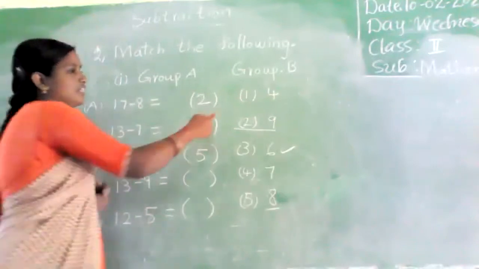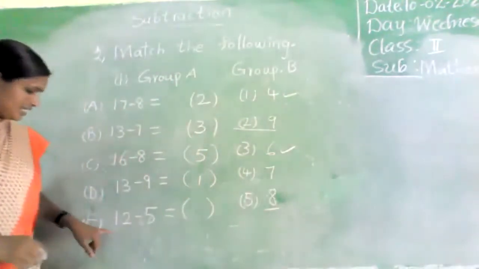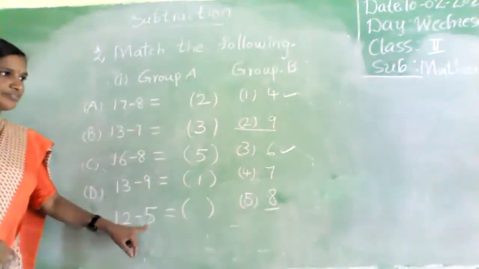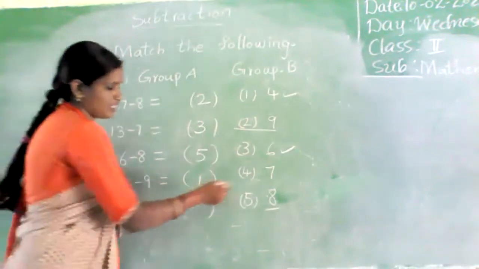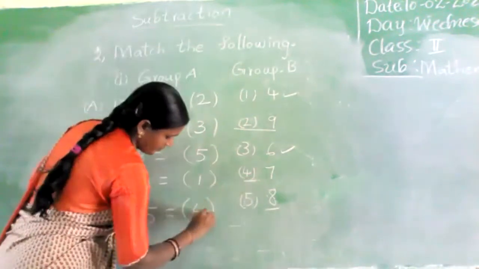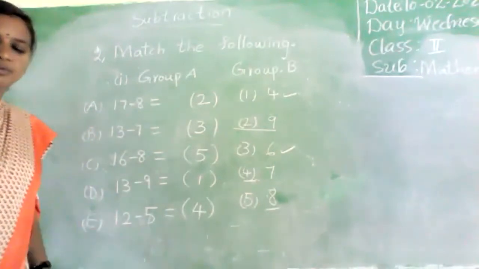4. So where is it? 1. Next, 12 minus 5. 12 minus 5 is equal to 7. Where is it? 4. Write in your textbook like that only.